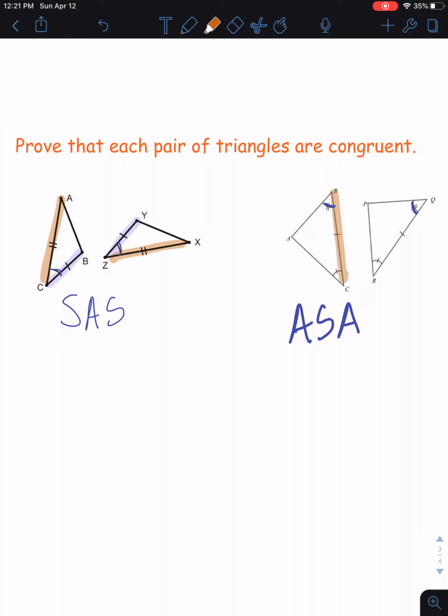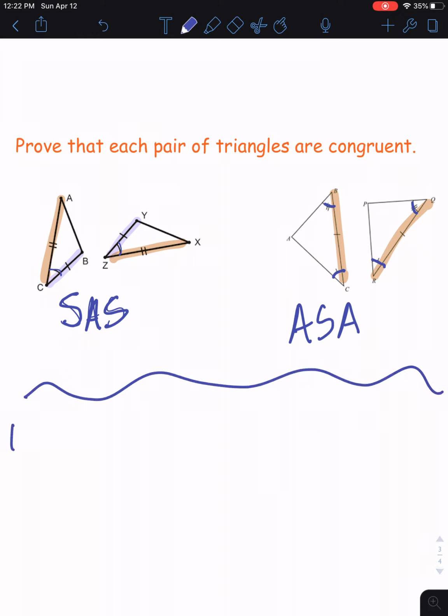I have a pair of sides and a pair of sides, and then I see this other pair of congruent angles. So notice how the side is in between the two angles that are shown that are congruent, just like over here, the angle was in between the two sides that were congruent.